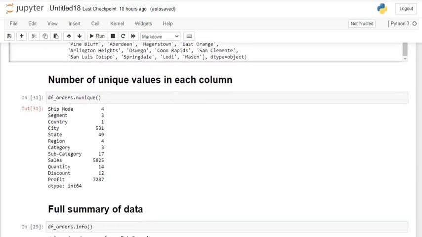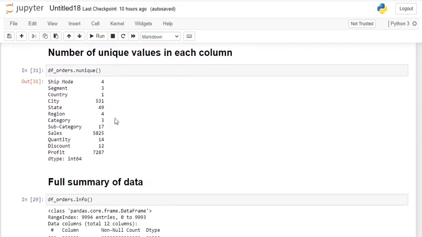Number of unique values in each column. Already we have detailed this in the earlier part. Again, let us see shipment mode. There are 4 categories, segment 3 categories, country 1, and that is US, and cities 31, states 49, region 4, categories 3, subcategories 17, and sales, how many values are there? 5,825. Quantities 14. Discount, 12 types of discounts will be given to the customers, and profit 7,287.